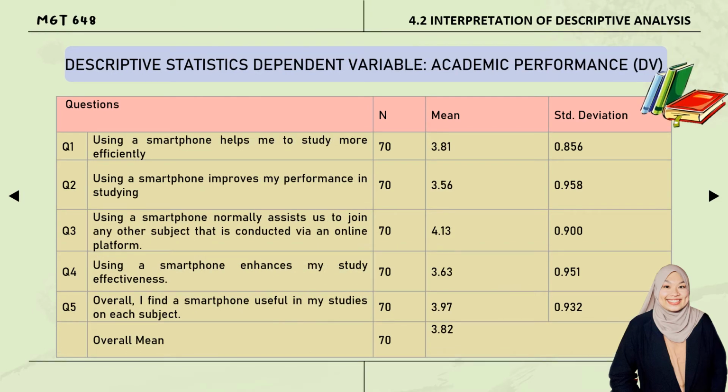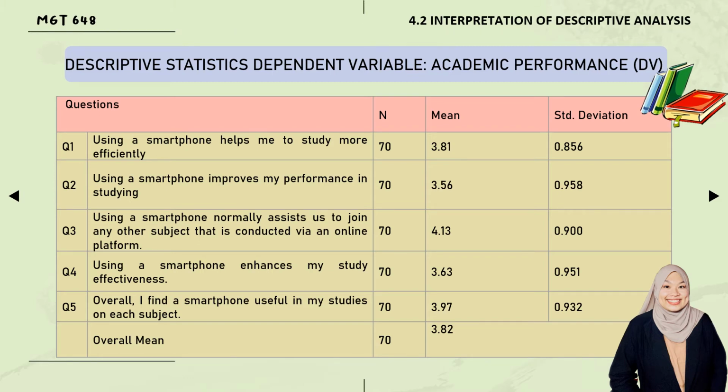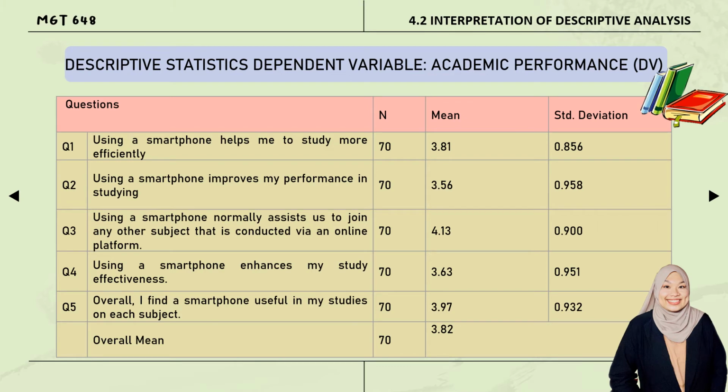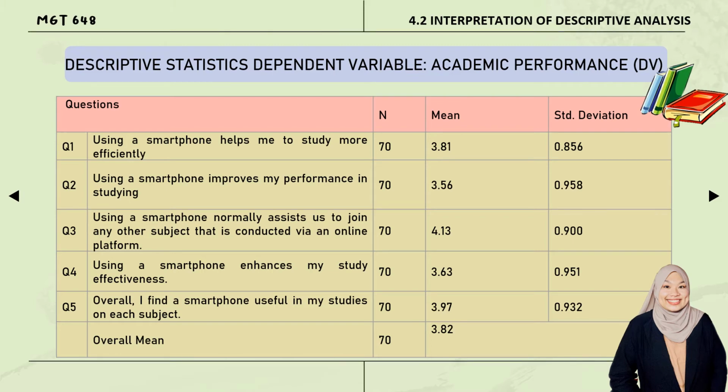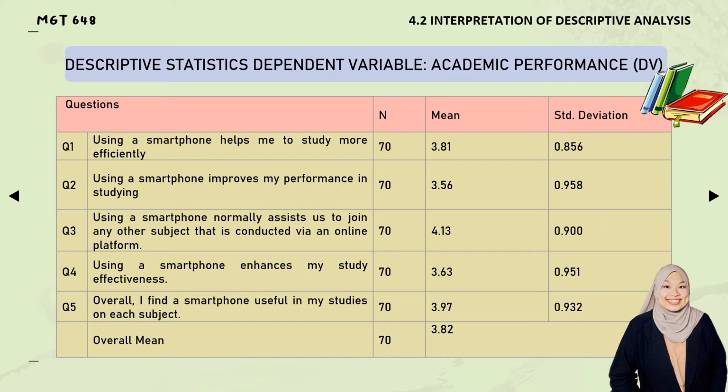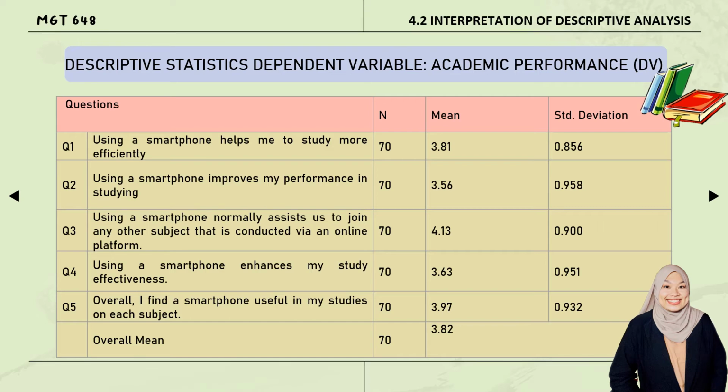Next, we proceed with descriptive analysis of the dependent variable. This table shows 5 questions that are related to our dependent variable, which is academic performance. From the findings, we can conclude that the highest mean score for this section is 4.13, which is close to 5.00, represented by question 3. Moreover, question 2 shows the lowest result compared to others with a score of 3.56. For standard deviation, the highest score is question 2 with 0.958 or 26.91% compared to others. Meanwhile, question 1 got the lowest score with 22.47% or 0.856.